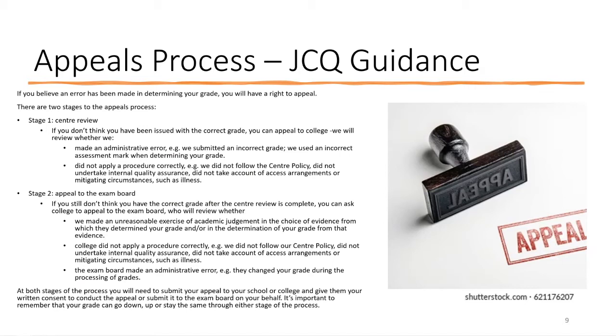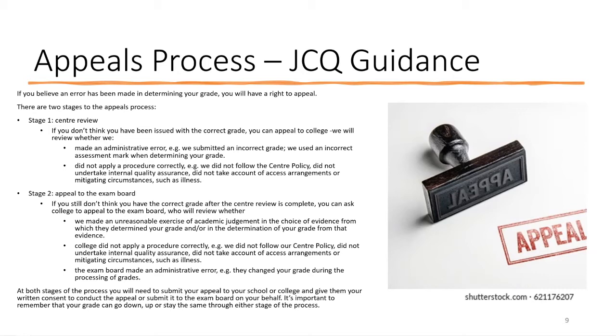If you think you have been issued with the incorrect grade, you can appeal to the college, and we will review two things. So whether we've made an administrative error, so if we submitted an incorrect grade, or if we've used an incorrect assessment mark when determining your grade, we will check that. And if we did not apply procedure correctly, so for example, if we didn't follow the centre policy, if we didn't undertake the internal quality assurance, if we didn't take into account the access arrangements, or any other mitigating circumstances, for example if there was an illness, then that's the first stage, and we will review that.